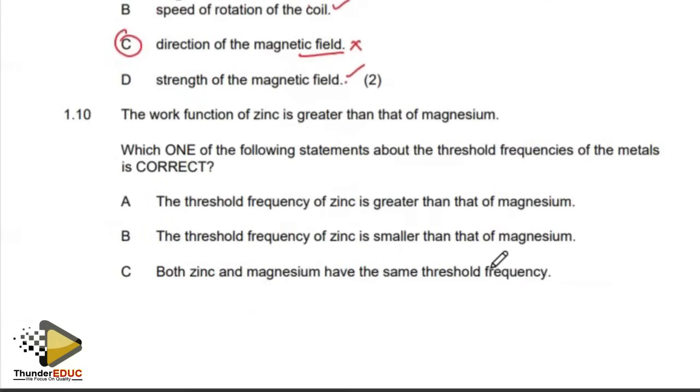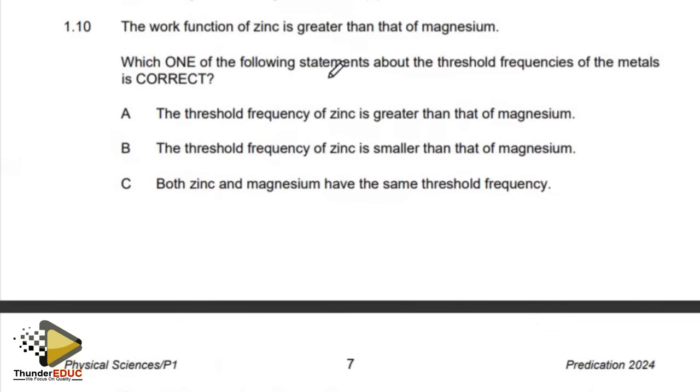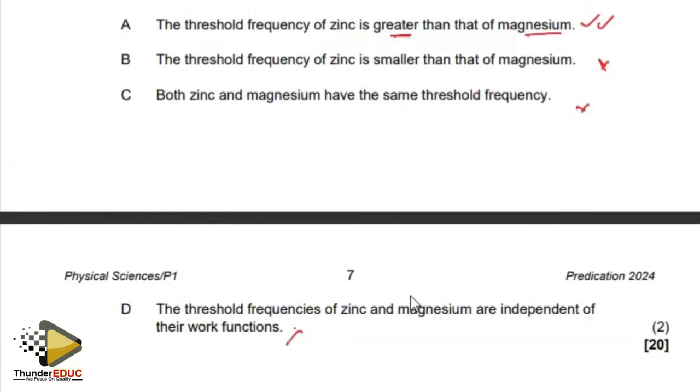Okay, then 1.10, the work function of zinc is greater than that of magnesium. Which of the following statements about threshold frequencies is correct? Remember, threshold frequency is just the minimum frequency needed to eject an electron from a metal surface. So if zinc has a greater work function, remember, work function is hf naught, so if the work function is greater, the threshold frequency will be greater. So the threshold of zinc is greater than that of magnesium, that makes sense. Threshold of zinc is smaller, no. Both the same, no. Independent, no. So A would be the best.